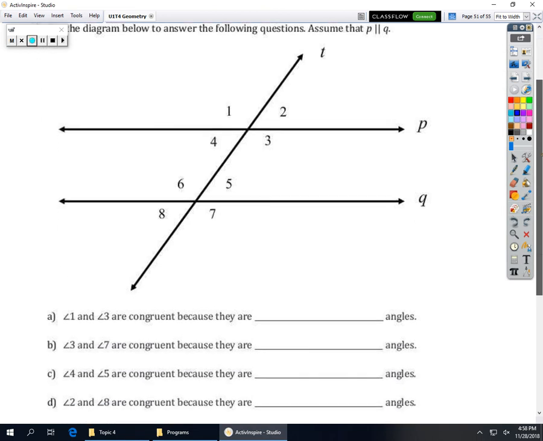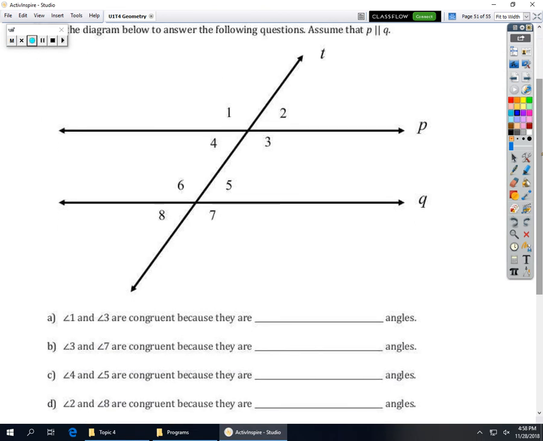So first question says 1 and 3 are congruent. So that's 1 and 3. They're congruent because they are vertical angles. Vertical angles mean they're formed across two intersecting lines. So 1 and 3 are vertical. What about 3 and 7? 3 and 7, they're in the same space, but in a different location. That's corresponding.